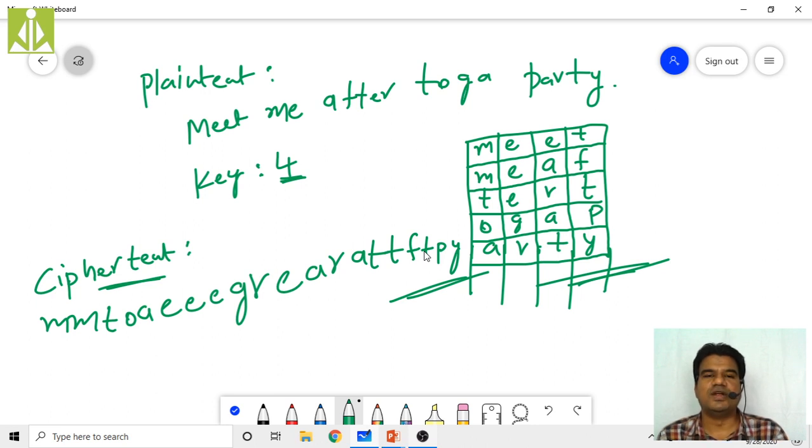Under substitution techniques, we discussed monoalphabetic ciphers, that is nothing but the Caesar cipher. Then polyalphabetic ciphers, the Playfair cipher we discussed, one example. And then under transposition techniques, we discussed the rail fence technique. Hopefully you understood these concepts. They are very simple to understand. You just have to remember the logic. Once you read it, you will easily remember that one.